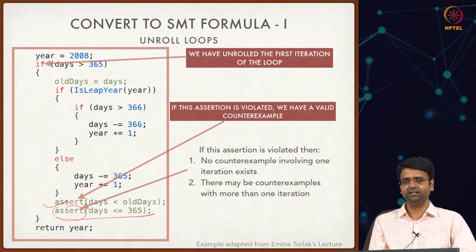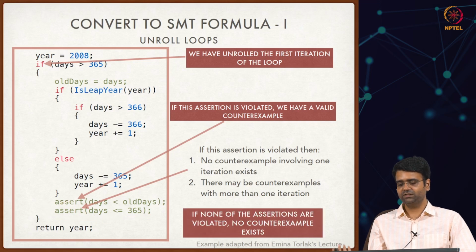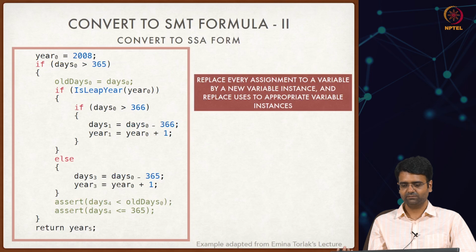It will actually be greater than 365 when you reach this particular program point, which means that you may continue. So there may be executions with multiple iterations, and in fact there may also be counter examples involving more than one iteration. So this is why it's only bug finding. So if the first assertion is violated, then we have found a bug. Otherwise, if the second assertion is violated, then we don't know whether a bug exists or not. All we can say is there is no bug involving just one iteration, but there may be bugs involving multiple iterations. Okay. So if none of the assertions are violated, then no counter example exists.